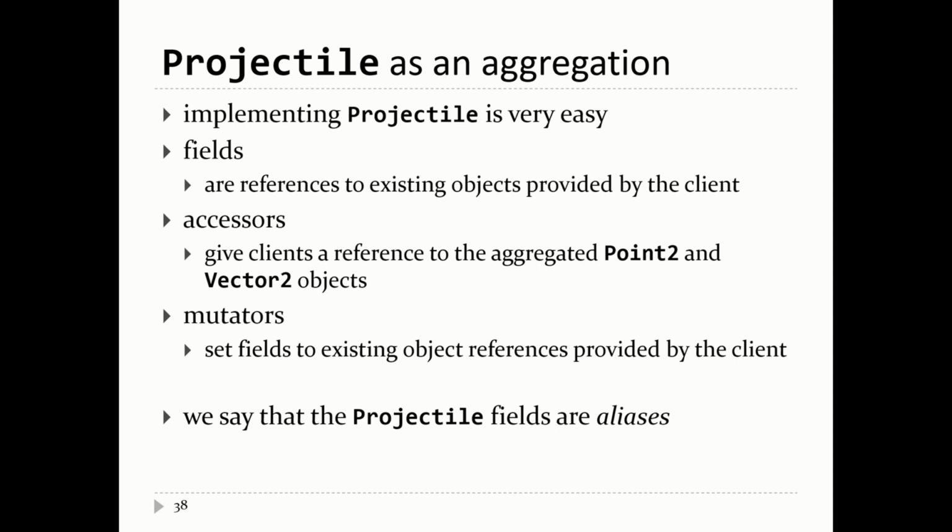And so those fields inside the projectile class, most of the time, are just aliases, or different names, for some other object. You often will see these called aliases. The fields don't refer to unique objects for each projectile. They probably, in most cases, refer to some other point or vector that originated from somewhere else.